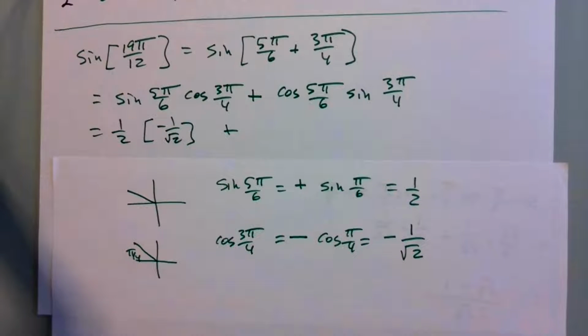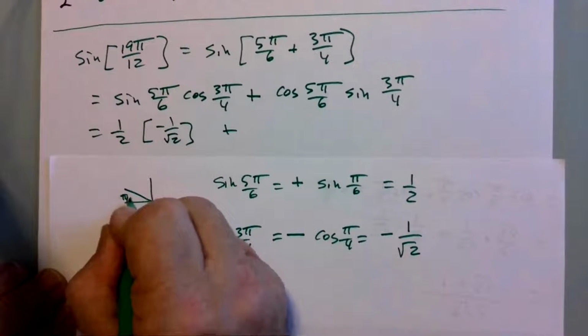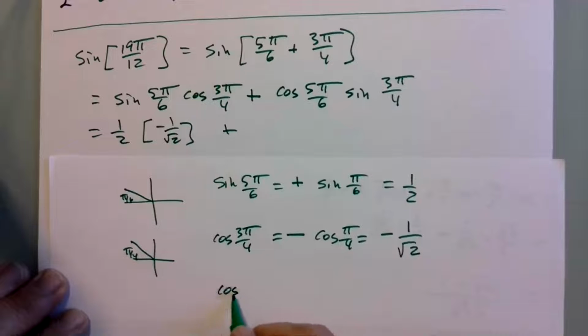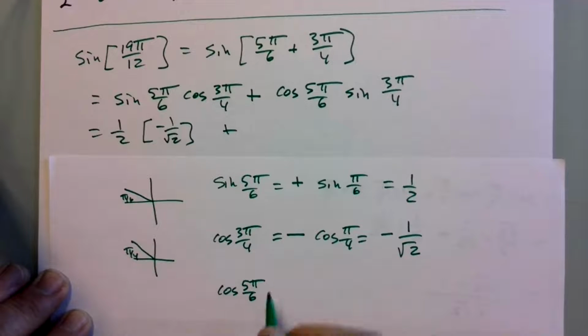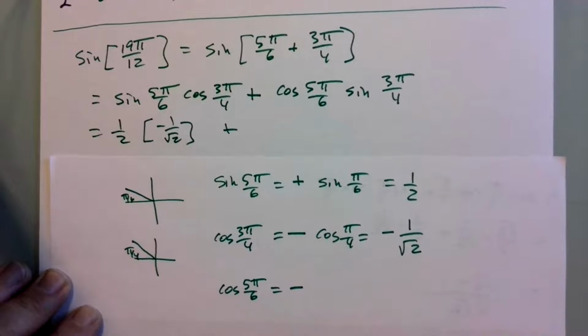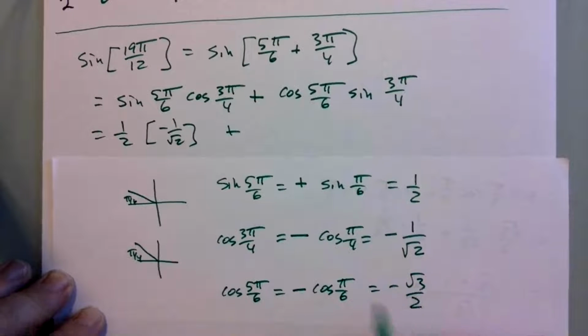Cosine of 5 pi over 6. Okay, well, that's the next thing that we have. So here's our 5 pi over 6 again. So cosine of 5 pi over 6. So pi over 6 short of pi. That's negative. Cosine is negative in that quadrant. Negative cosine of pi over 6, which is negative root 3 over 2.